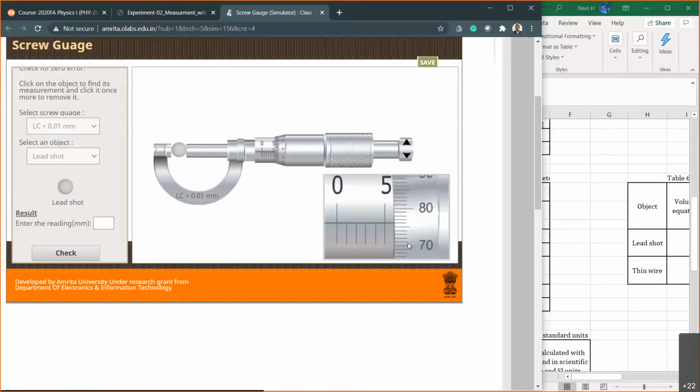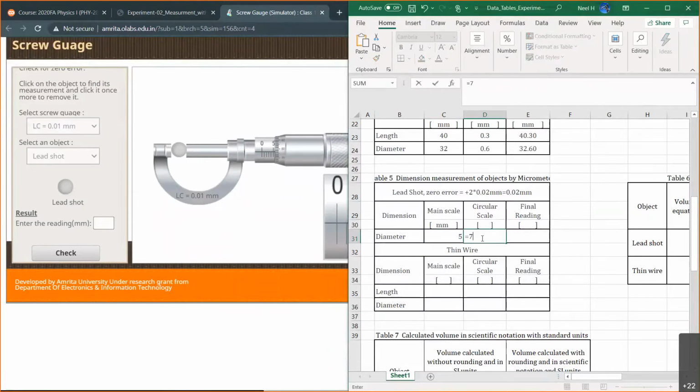To read the circular scale, we're going to observe this horizontal main line. You see this midline, horizontal main line, and then check the number exactly on top of that main line or the closest line, okay? In this case, you can see this line on the circular scale is aligning with the main line. So I need that number. This is 70, this is 80, so this is 75, and this line is the 76th line. So that line value is 76.